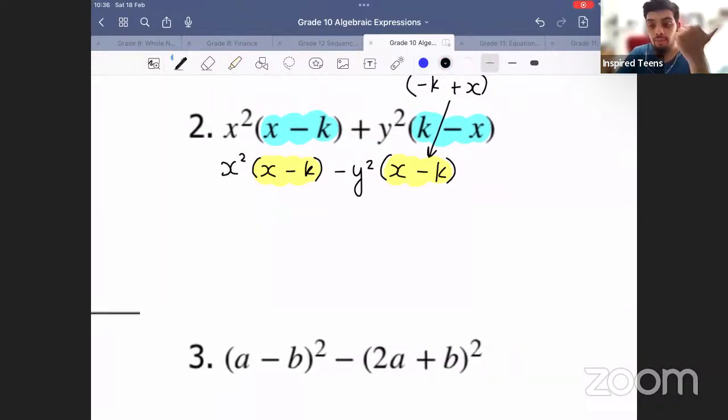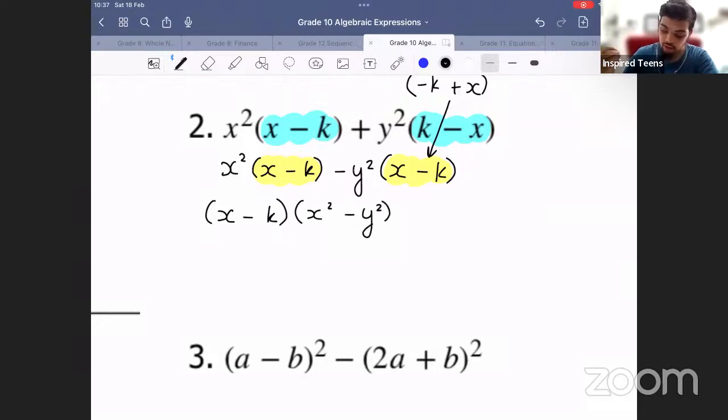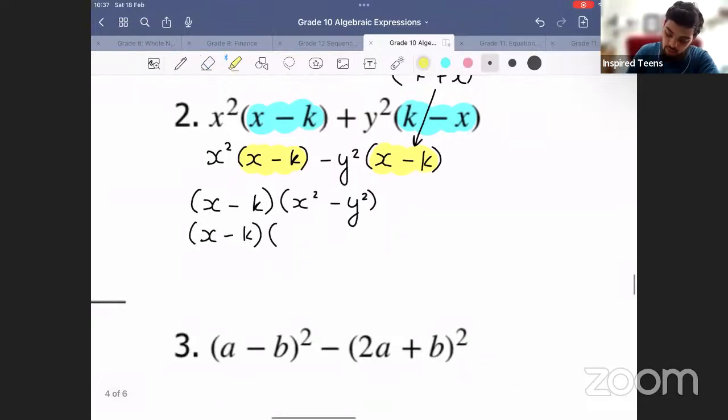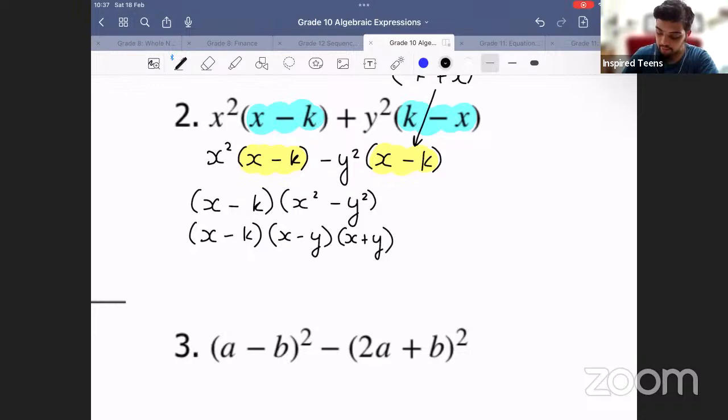So now we have common brackets, and they are both the same sign. So I'm going to take those common brackets as a common factor, and I'm left with x squared minus y squared. Now I notice that in one of my factors I can do difference of squares, because I have a perfect square minus a perfect square. So x minus y, x plus y, and then we're done.